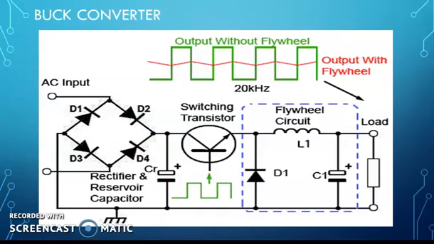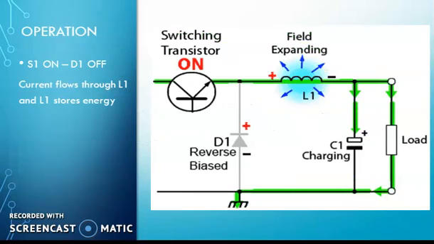Next type of converter is buck converter. Here in case of buck converter, a switching transistor is used. The transistor is used as a switching element. The diode is connected in parallel, and the inductor, capacitor and the output load are used. When the switch is on, at that time the diode is in reverse bias and the inductor starts storing its energy and the capacitor starts charging through the inductor.